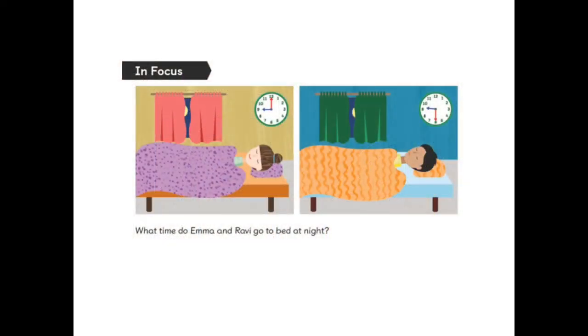Our next problem here. What time do Emma and Ravi go to bed at night? Have a look at the clocks and see if you can read the time. Let's have a look at Emma's bedtime first. So we can see that our big hand, our minute hand, is still pointing at 12. So we say this is o'clock. Our hour hand is pointing towards the 9. So we would read this time as 9 o'clock.